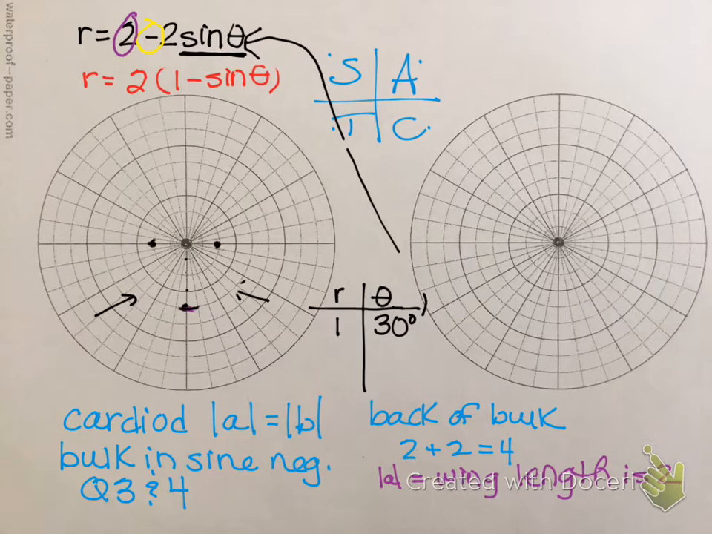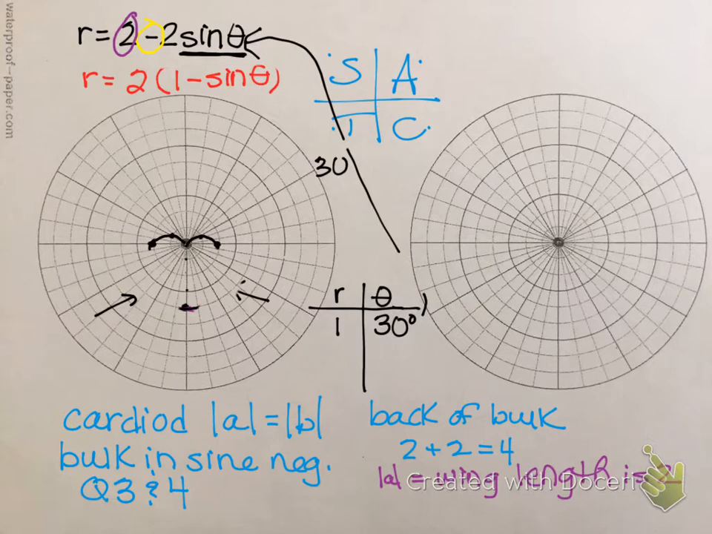So there's that point, there's that point. Here's 30 degrees, and there's 1. So I know that the point that will be symmetrical to that is right there. So I can now draw my wings very, very accurately.